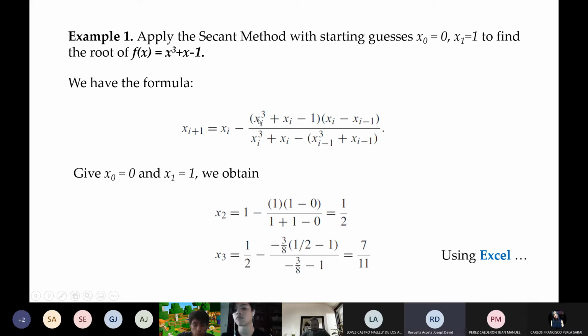Aquí sería 1 medio a la al cubo más 1 medio menos 1. ¿Cuánto da? Aquí, por supuesto, 1 medio al cubo, ¿cuánto da? Era un octavo, ¿no? Un octavo, ajá. Más un medio menos uno. ¿Cuánto da? Por tres octavos.